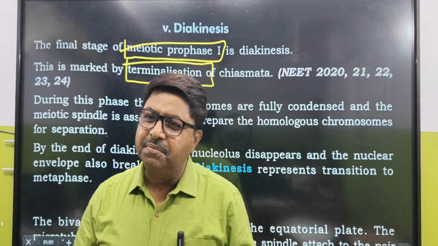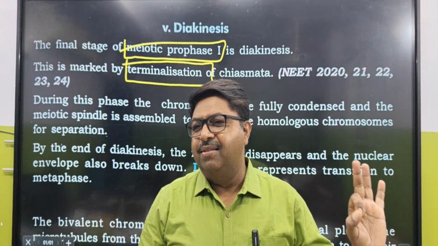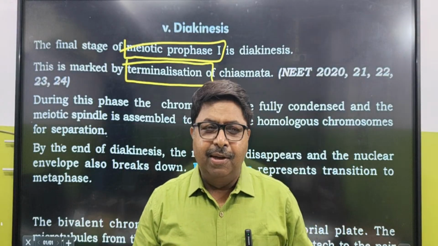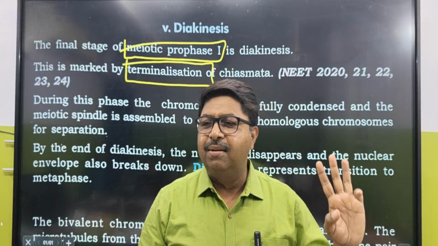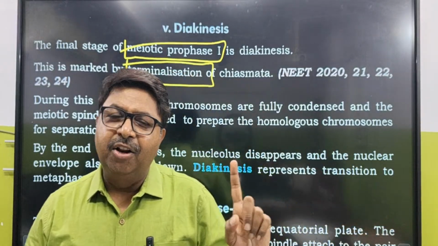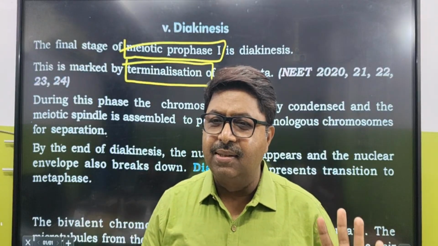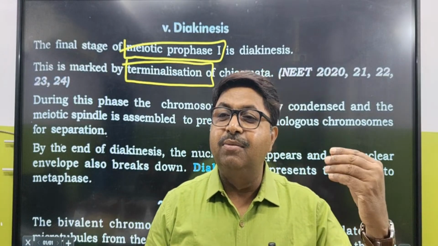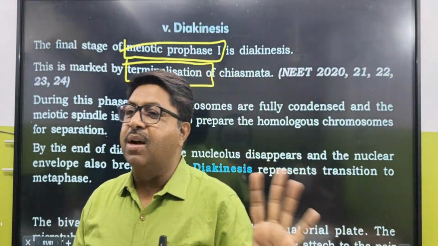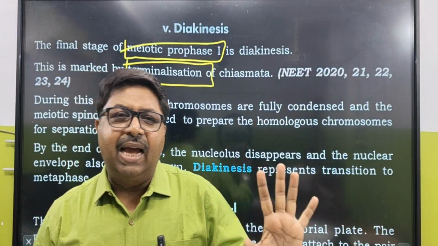Leptotene: thin chromatin threads. Next, zygotene: synaptonemal complex. Pachytene: recombination, crossing over, enzyme recombinase. Diplotene: chiasmata, and crossing over completely takes place, it gets completed. Diakinesis, one word.